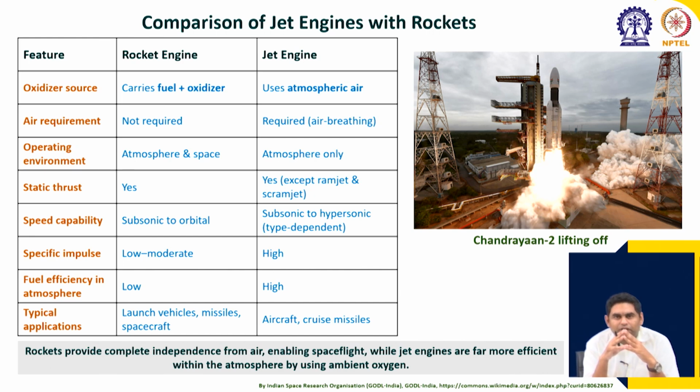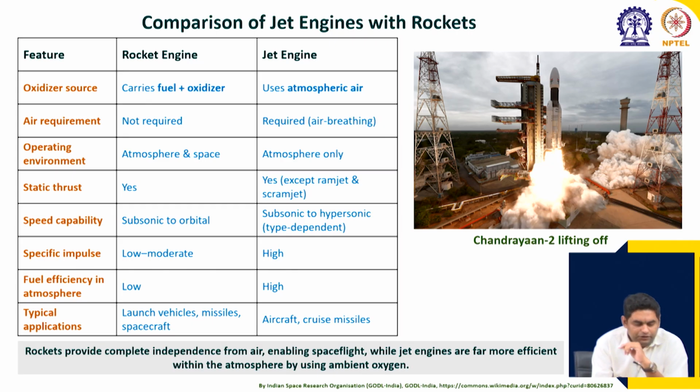Now, these are compared because there is some overlap along their application. So, for example, at high speed, high altitude, both jet engines and rockets can be used, but jet engines will have higher efficiency, but are restricted by the atmospheric envelope, whereas rockets can transition to outer space also. So, it is good to have a quick comparison between these two.